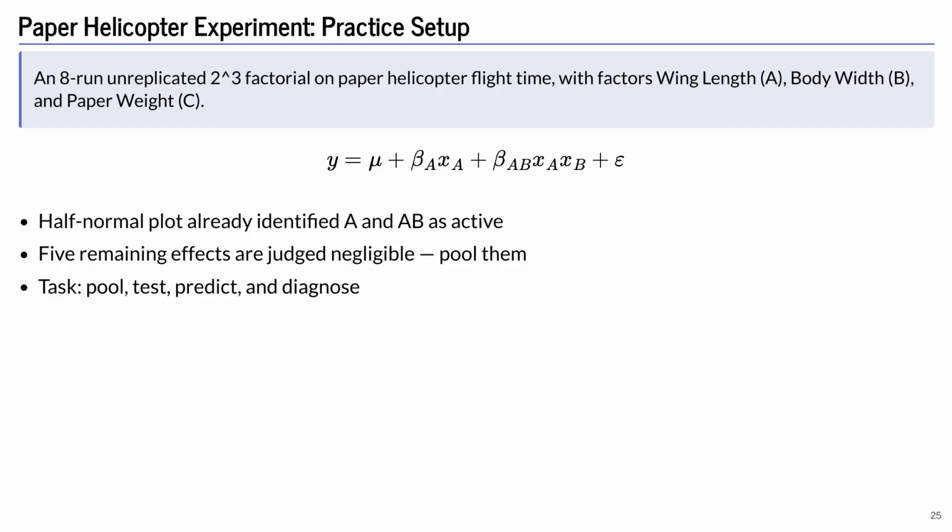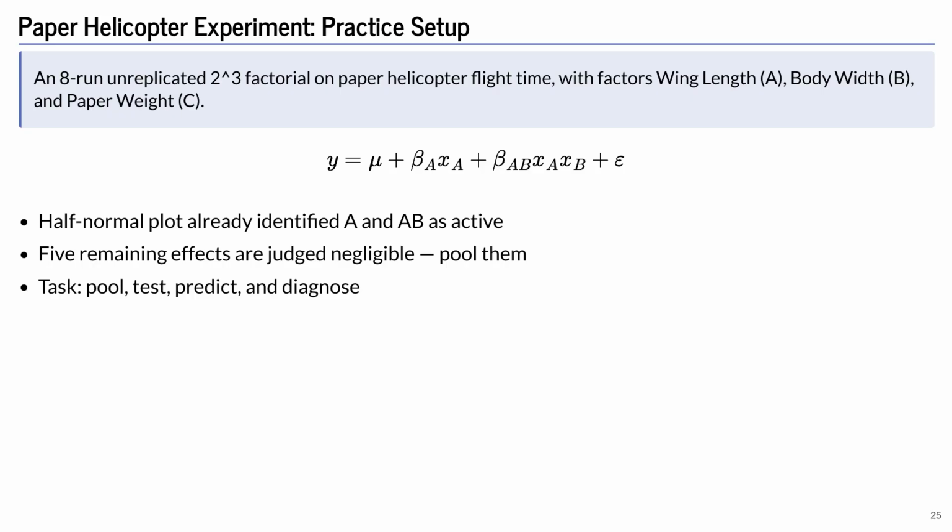The practice experiment is a paper helicopter study. 8 runs, a full 2^3 factorial, 3 factors: wing length, body width, and paper weight. The response is flight time in seconds. A half-normal plot from a prior analysis identified wing length and the wing length by body width interaction as active. The remaining 5 effects, body width alone, paper weight alone, and the 3-way and 2-way interactions involving paper weight, are judged negligible.